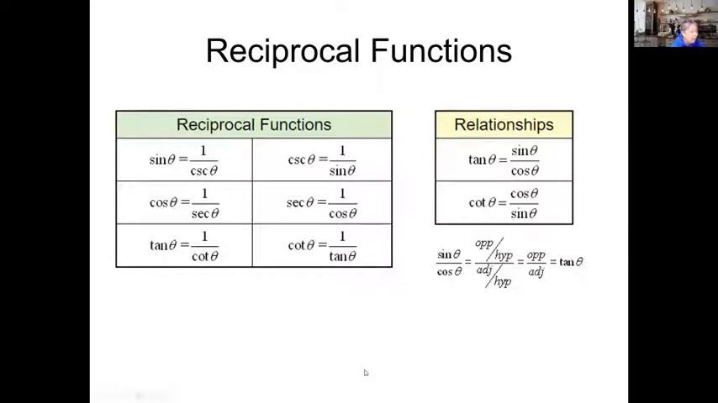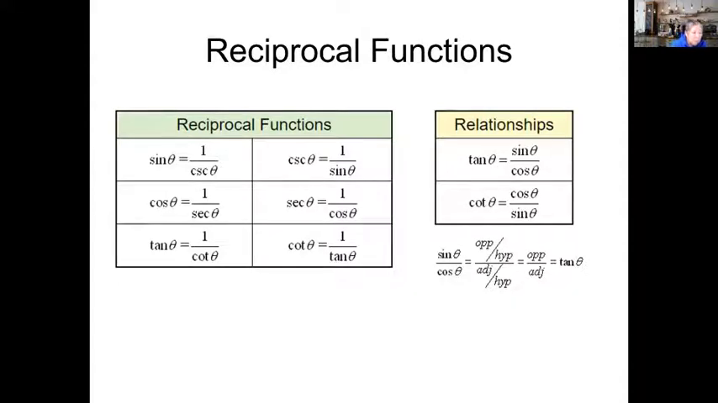Okay, now we have another table that depicts what we just discussed from the previous slide. So sine is 1 over cosecant, and cosecant is 1 over sine. And cosine is 1 over secant, and secant is 1 over cosine. And tangent is 1 over cotangent, and cotangent is 1 over tangent.